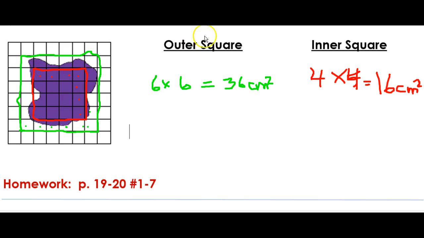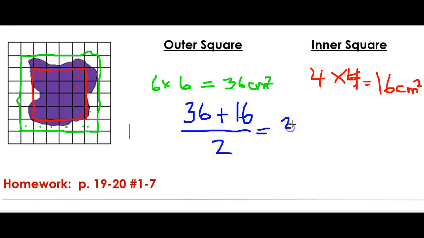So a good way to do this would be to take the average of these two. So I say 36 plus 16, get that total, and then I divide that by 2. And that will give me a good average, but anywhere really in that range would be reasonable. So 36 plus 16 is 52, and 52 divided by 2 gives me 26 square centimeters, and so that would be a pretty good estimate.